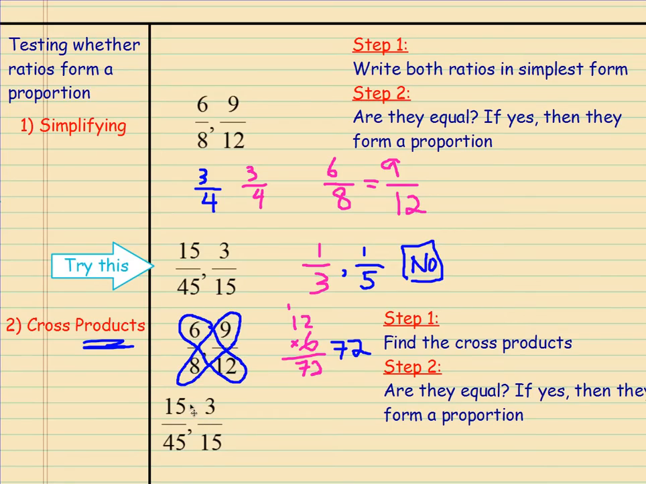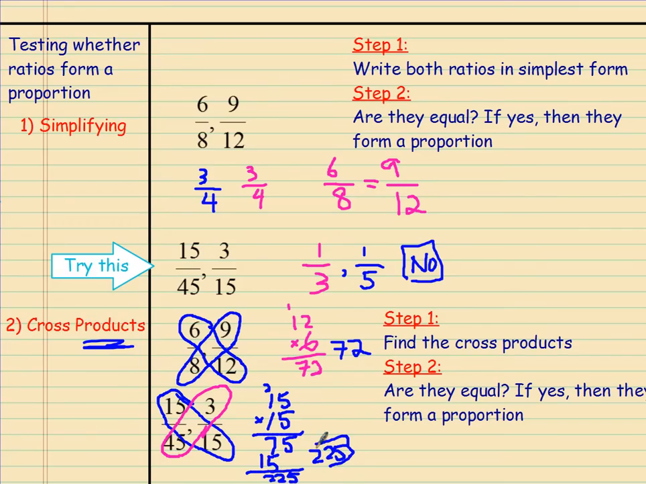Let's use cross products again. We have this first cross and second cross. I'm using different colors this time. Okay, so 15 times 15, what is that? Well, 5 times 5 is 25, carry the 2, so 5 times 1 is 5, plus 2 is 7, 1 times 5 is 5, and 1 times 1 is 1. We add all these up, we get 225 is our first cross product.